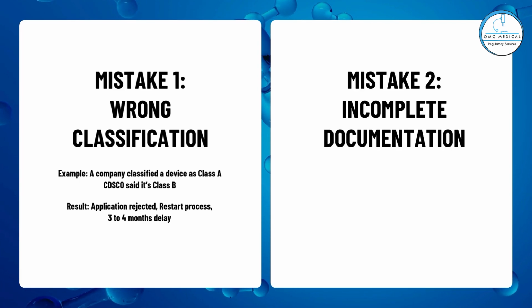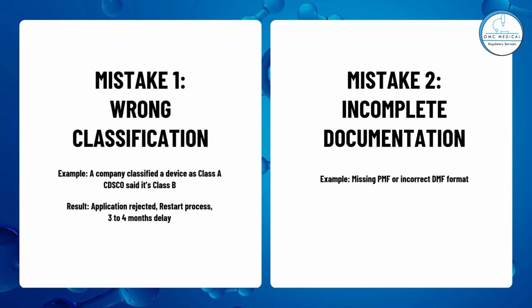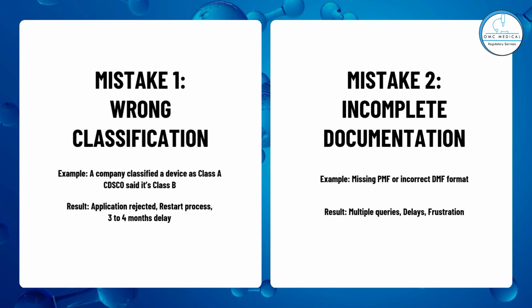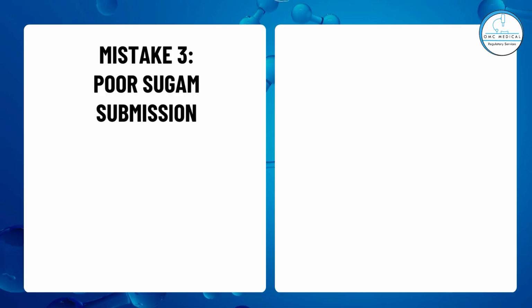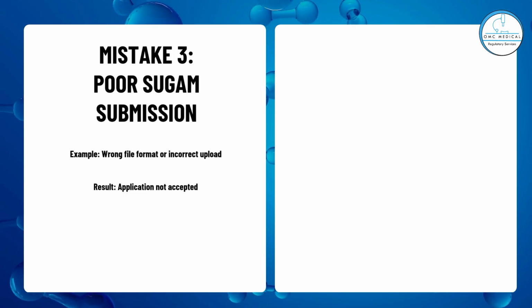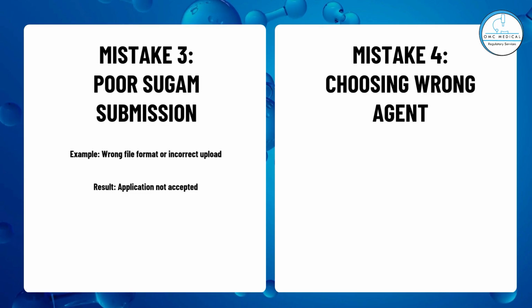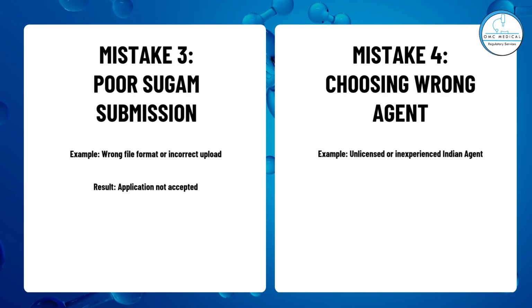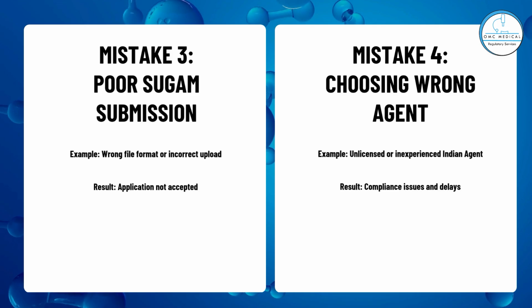Mistake 2. Incomplete documentation. Example: missing PMF or incorrect DMF format. Result: multiple queries, delays, frustration. Mistake 3. Poor SUGAM submission. Example: wrong file format or incorrect upload. Result: application not accepted. Mistake 4. Choosing wrong agent. Example: unlicensed or inexperienced Indian agent. Result: compliance issues and delays.